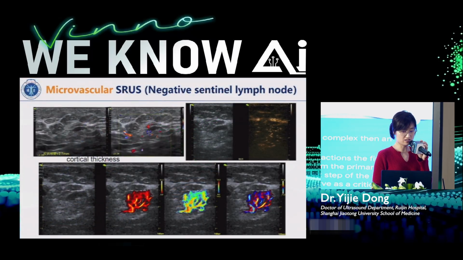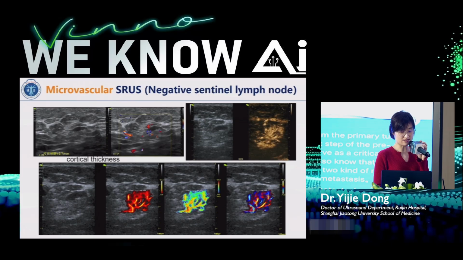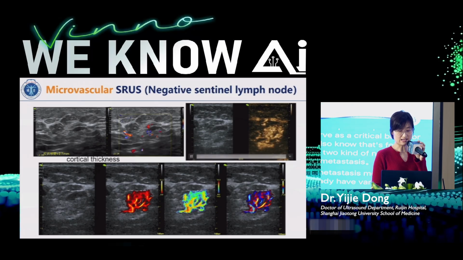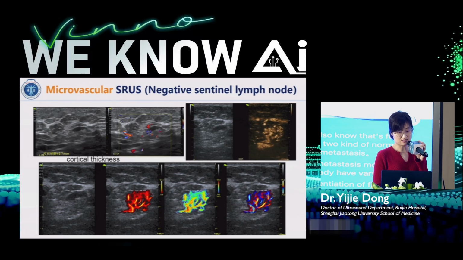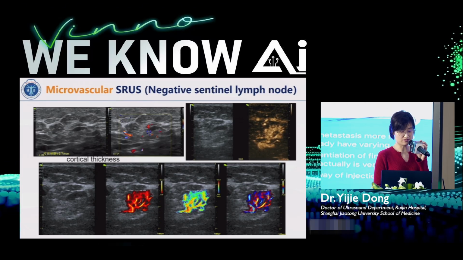So this is our intravenous way of injection. We can see the cortex thickness is 2.7 millimeters. But it's very hard for us to know if it's a real metastasis of a lymph node. So we use contrast-enhanced ultrasound to reconstruct the SRUS images. This is the density map, this is the velocity map, and this is the direction map. In these ways, we can show the intravenous vessels of the lymph nodes.